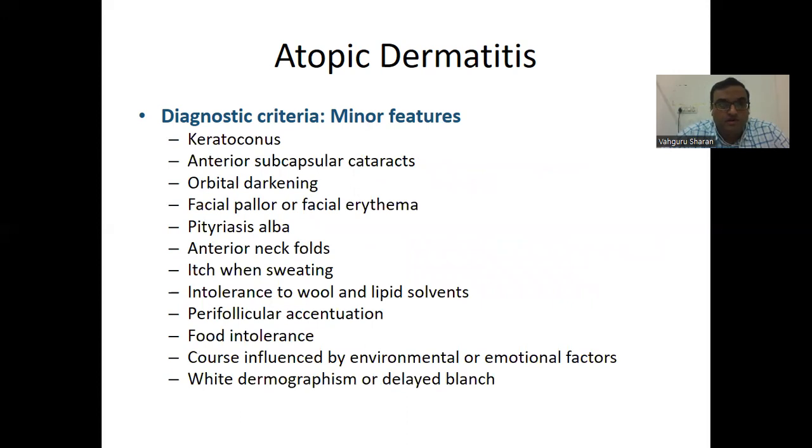What are the other minor features? Keratoconus, anterior subcapsular cataracts, orbital darkening, facial pallor or facial erythema, pityriasis alba, anterior neck folds, itching when sweating, intolerance to wool and lipid solvents, perifollicular accentuation, food intolerance. The course is influenced by environmental and emotional factors, right? White dermographism or delayed blanch, that are the minor criteria. So, four major, and many minor.